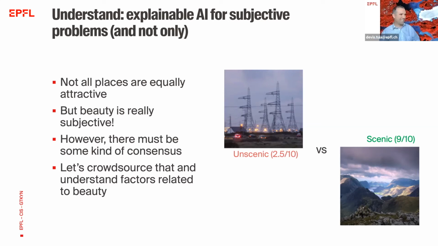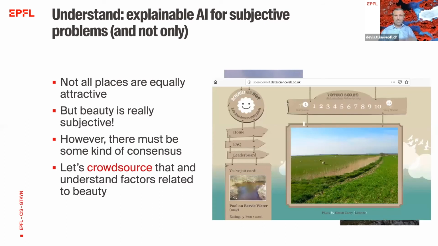But the story was to understand these factors, and not only have a regression model that predicts a number given the image. So we decided to first build a data set that, given images, tells us what people think about them. And of course, we didn't build the website itself, but fortunately this exists already.